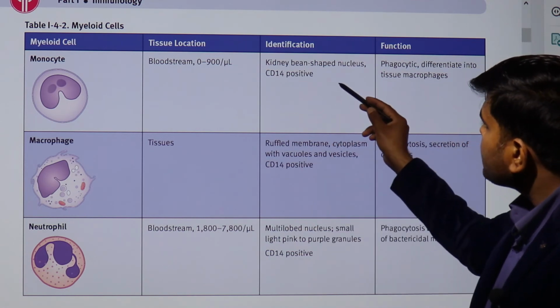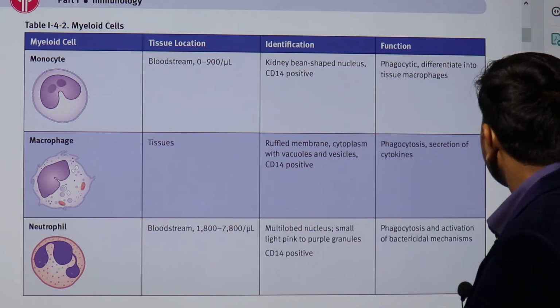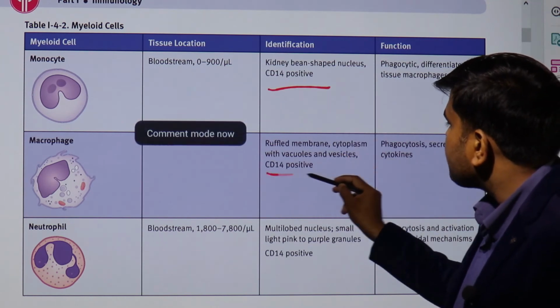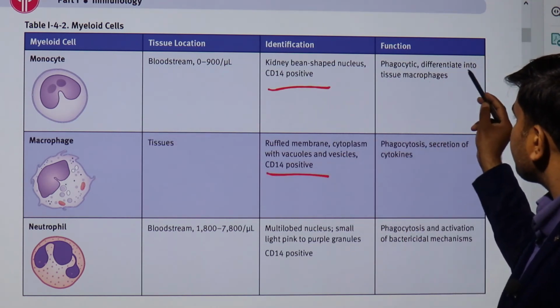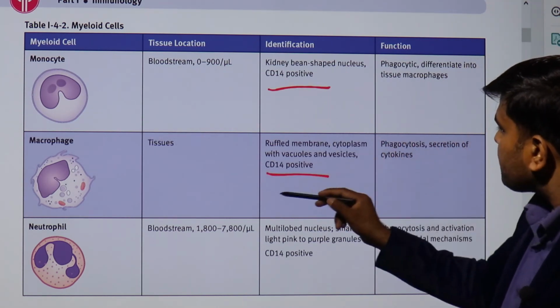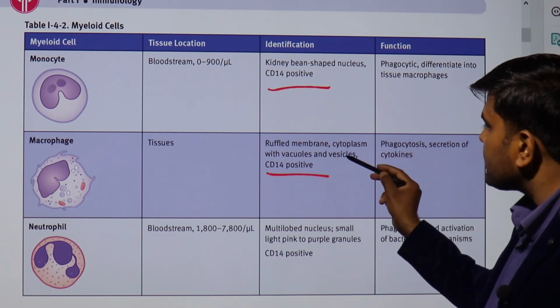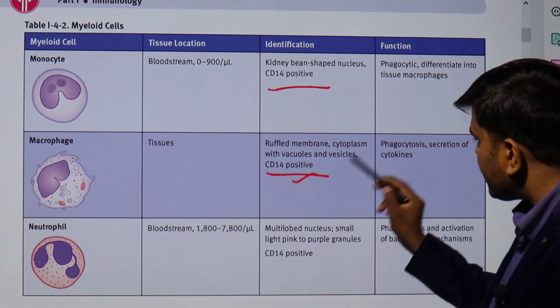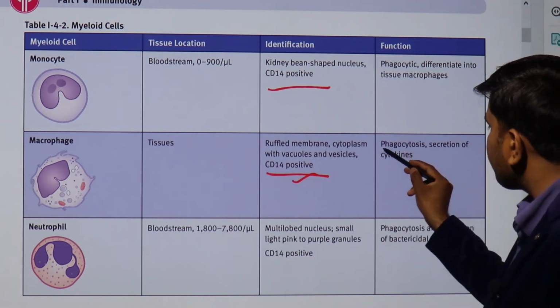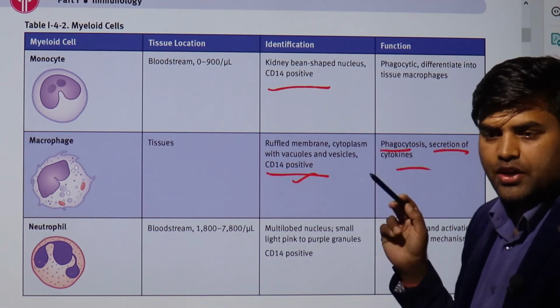Okay, so this is CD14 positive. You have to remember this is CD14. All these are CD14 positive. They are phagocytic cells that differentiate into the tissue macrophage. This macrophage has a ruffled membrane, cytoplasm with vacuoles and vesicles. They are CD14 positive, and they cause phagocytosis and secretion of cytokines.